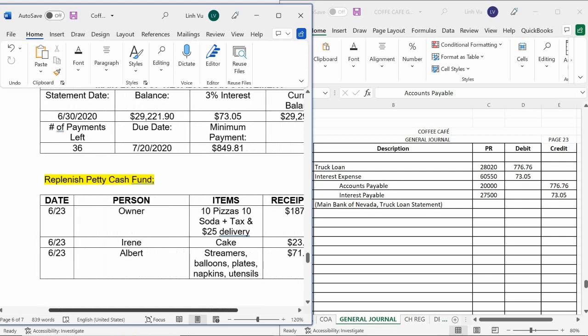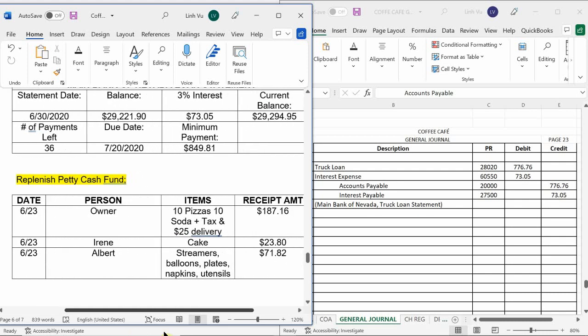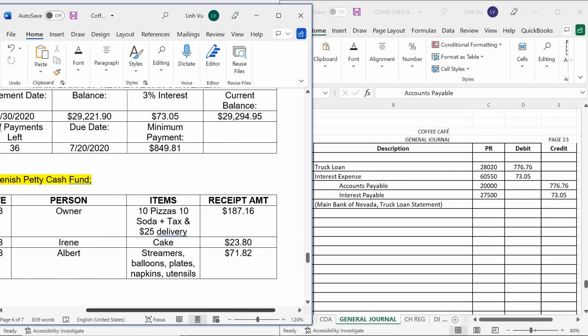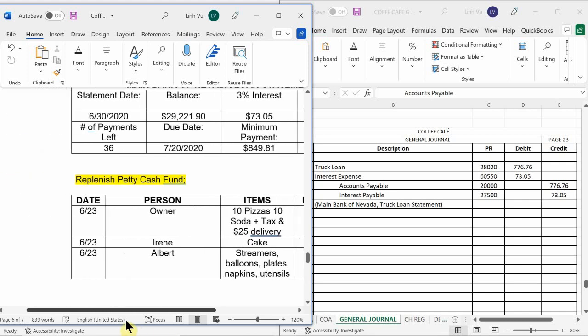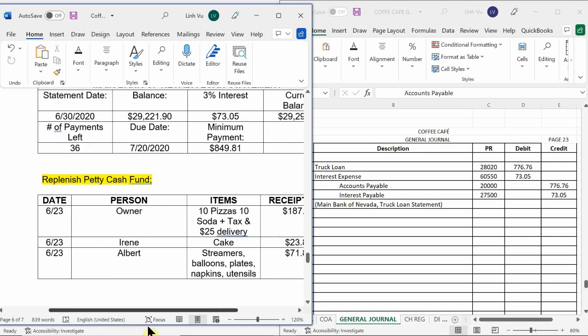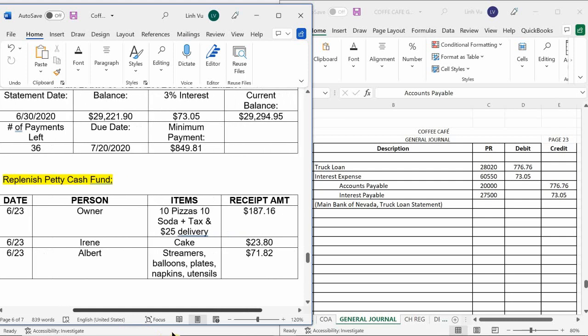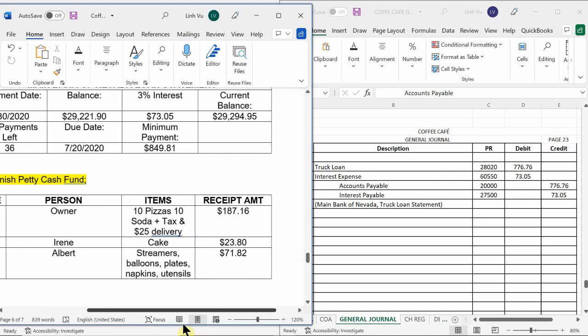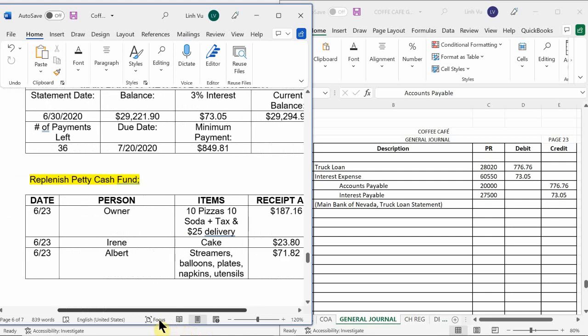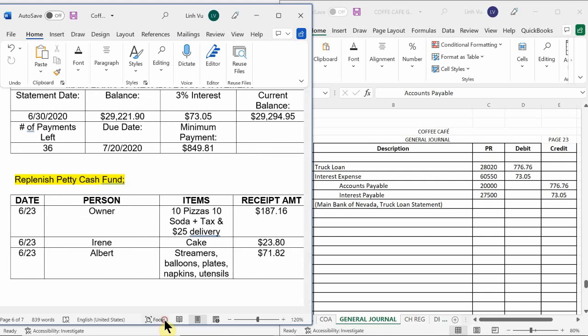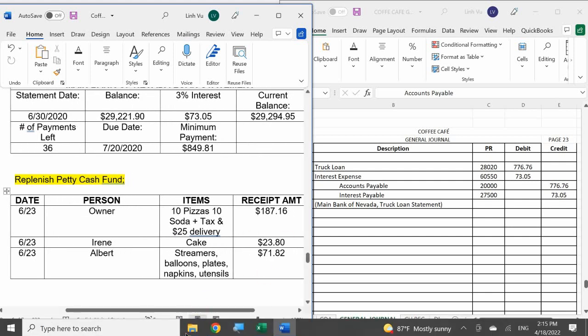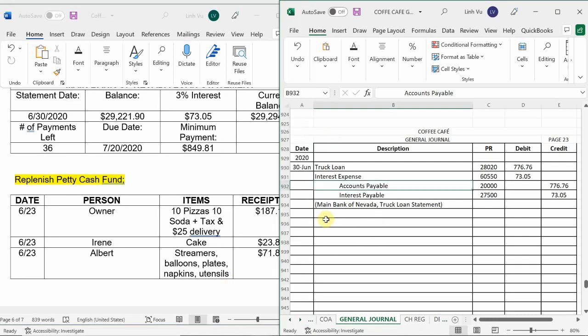And then we had Albert taking money to buy some decorations for the grand opening party. If you remember, this was on the 23rd, which was Sunday. So this is the total amount of receipts that are in the petty cash drawer. So how do I replenish the money in the petty cash?